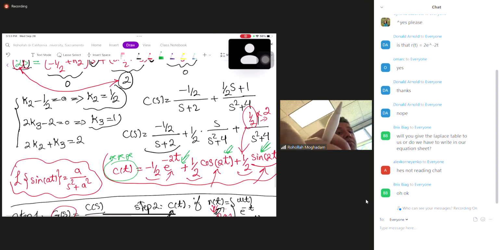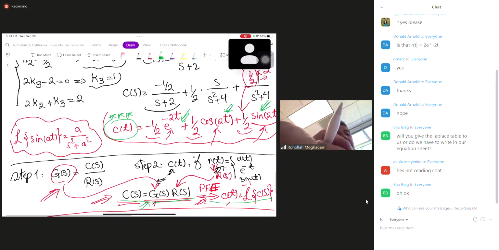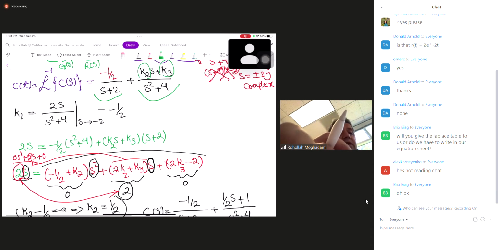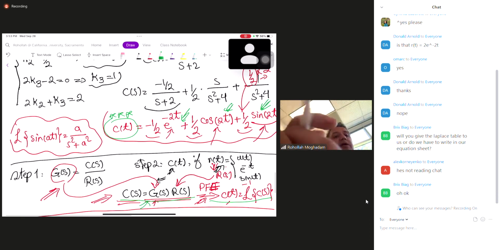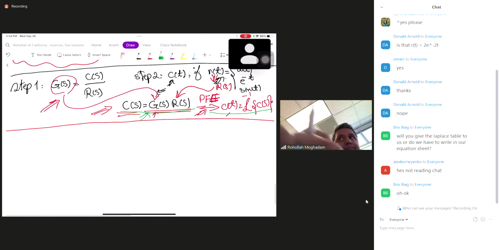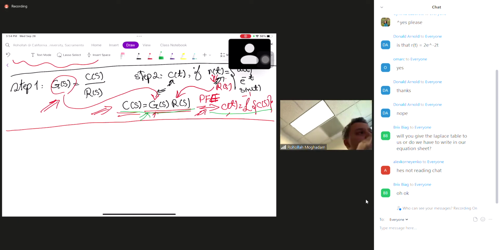We worked on multiple problems, even if you take a look at the homeworks. There are some problems that you already did using the transfer function, or at least the inverse Laplace transform to find C of t. Okay, perfect. Any other question?